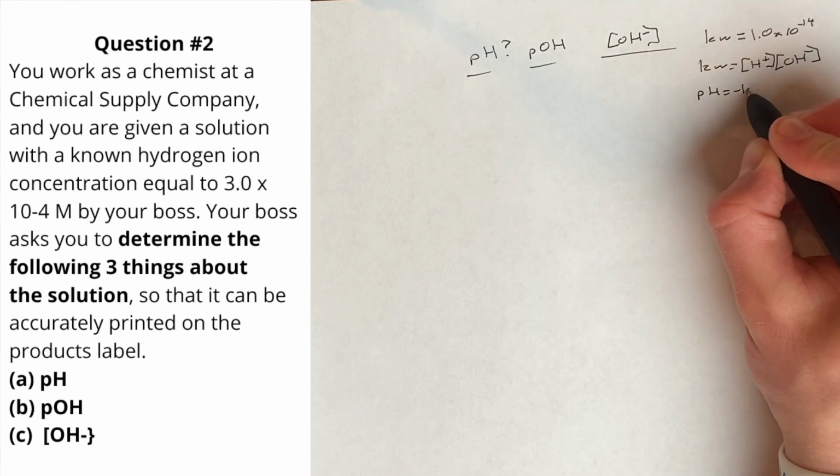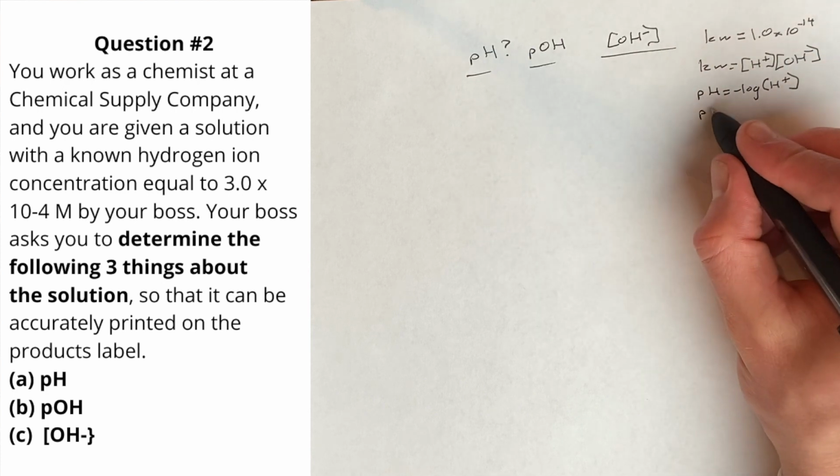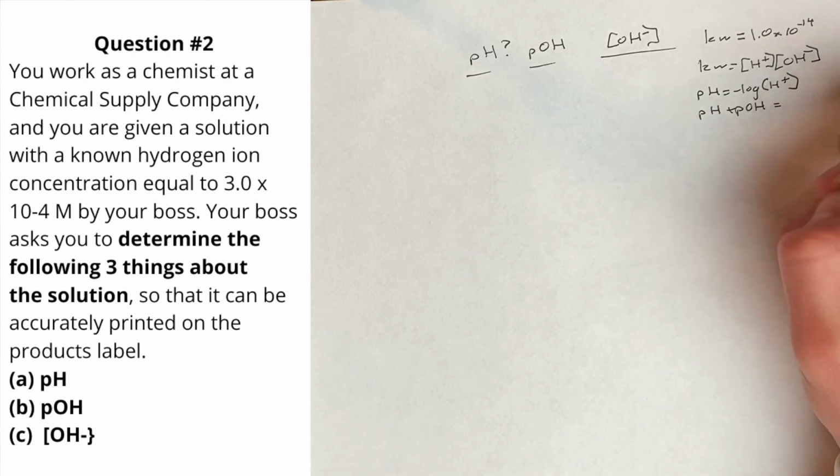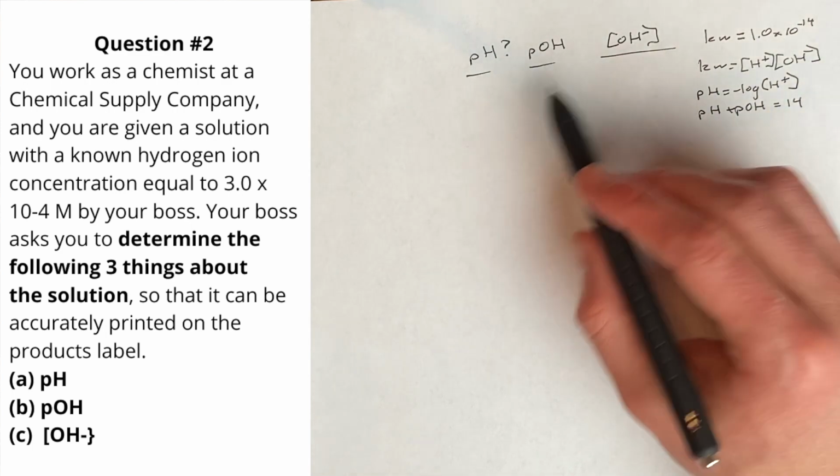Our pH is equal to the negative log of H plus. Excuse my penmanship. Still getting used to writing under a camera here. pH plus pOH is equal to 14. So we've got to solve for all these three values.